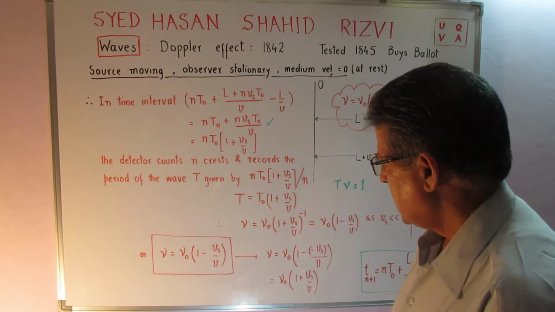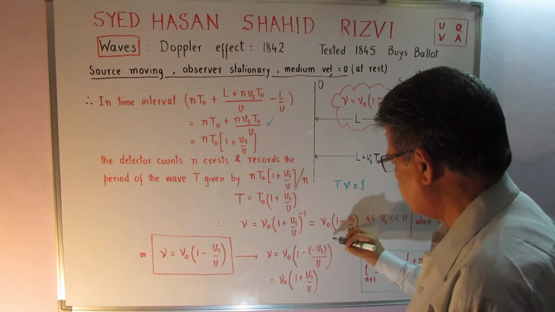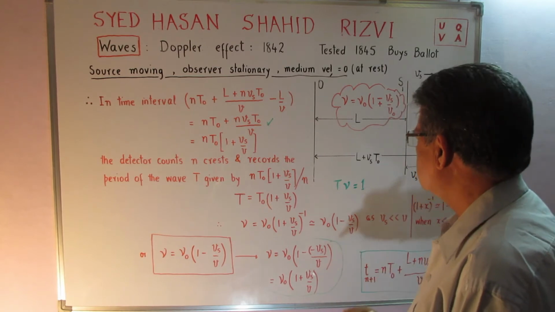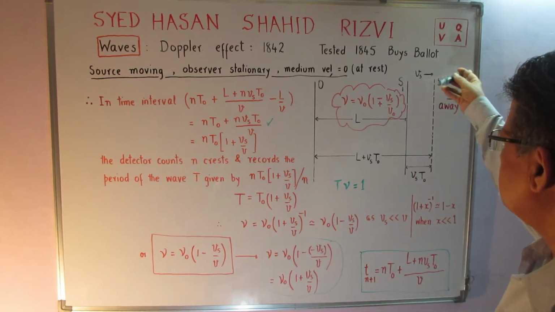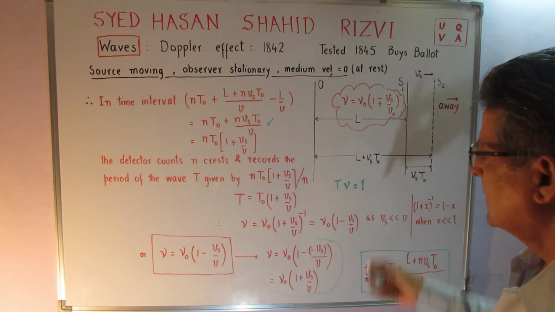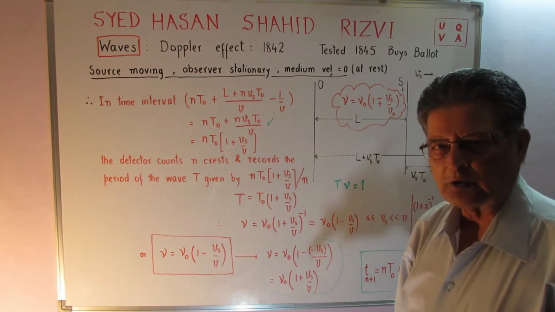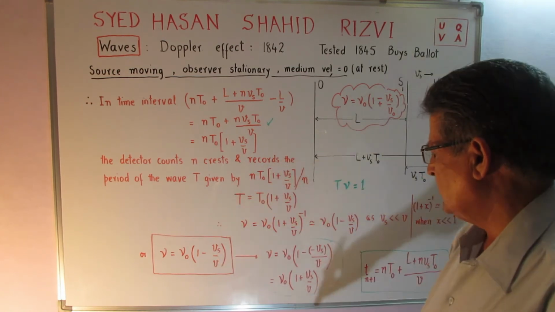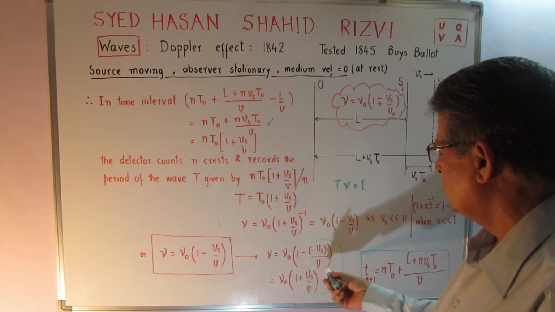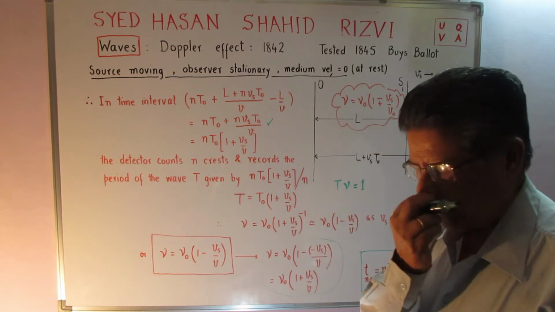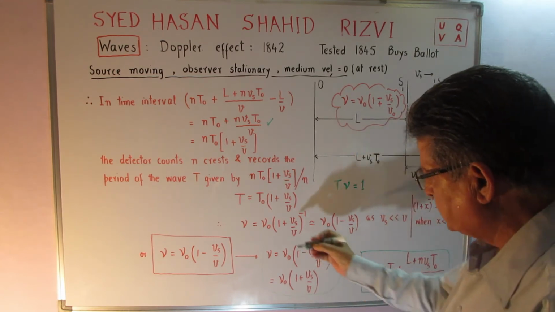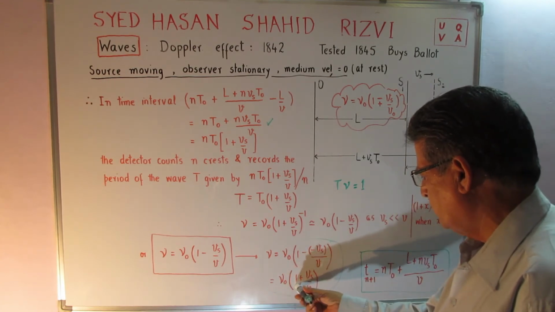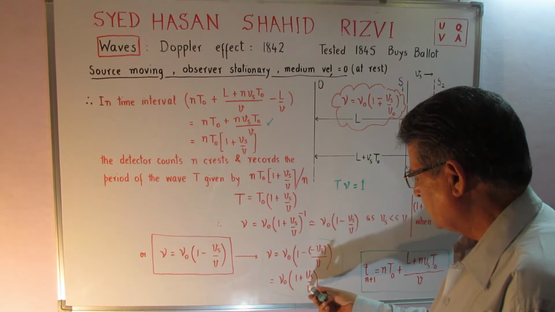Now here I write that suppose the source is moving rather in this direction, so the velocity will be counted as minus Vs. So I put here in this relation nu naught like this. So the observed frequency by the detector becomes equal to nu naught (1 plus Vs upon V).